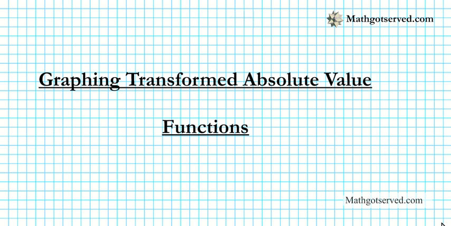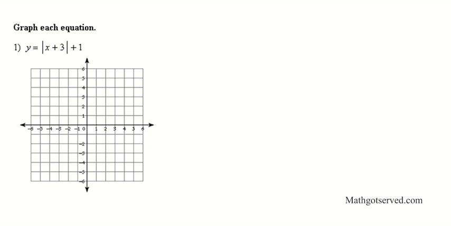Good day, students. In this clip, we're going to be going over five examples on how to graph transformed absolute value functions. Let's take a look at number one. It says graph each equation. So we're going to be graphing this function right here. First thing we want to do is place the function in the general form.